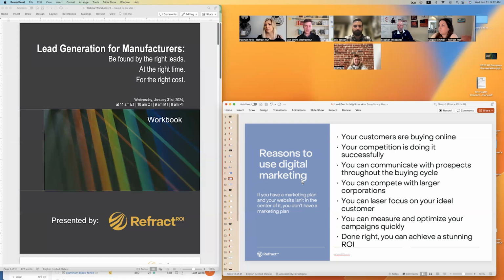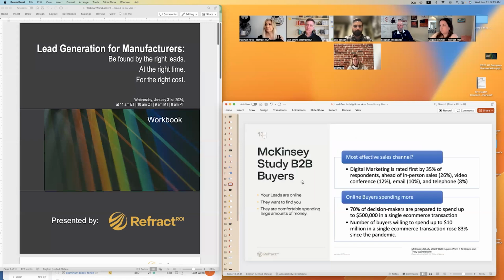So the reasons to do digital marketing are pretty compelling. And I'm not the only one saying this, you've got all sorts of people doing reports, people like McKinsey, which is a leading management consulting firm, talking about how digital is the channel that is most preferred these days from a sales standpoint, and that their customers are buying more and more online, and they're buying larger and larger volumes. So their willingness to spend hundreds, if not millions of dollars online in single transactions has increased dramatically. So your people are online, they're looking to buy, and they are looking to spend a lot of money. So for manufacturers, particularly those manufacturing capital equipment, this becomes really compelling from a digital marketing standpoint.